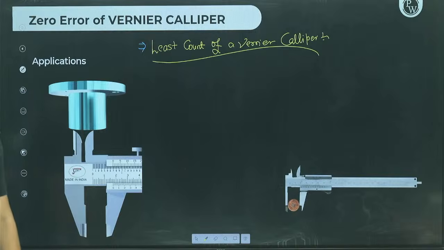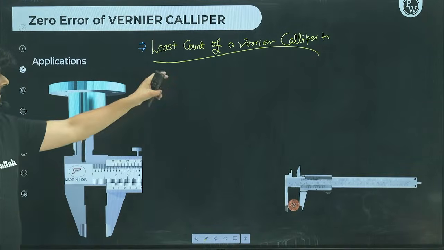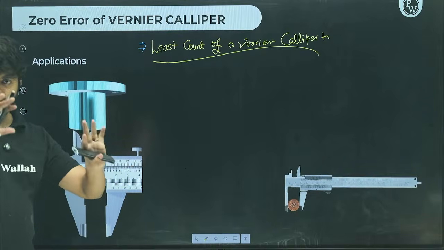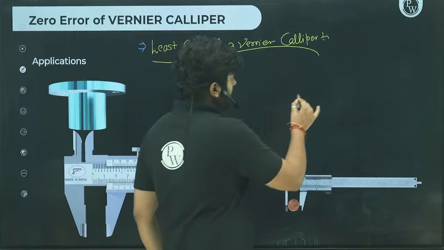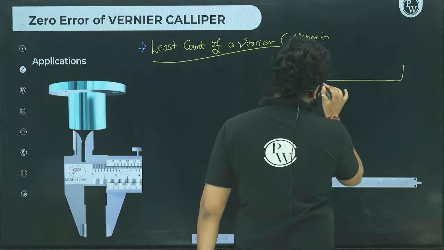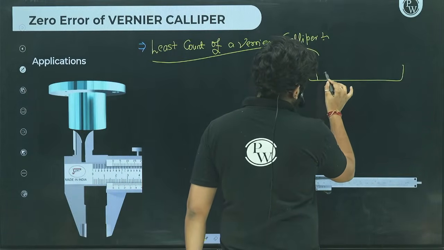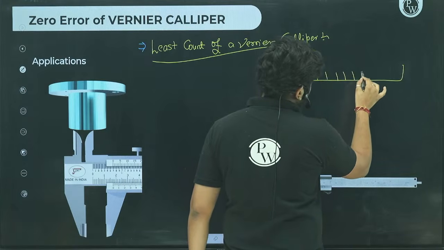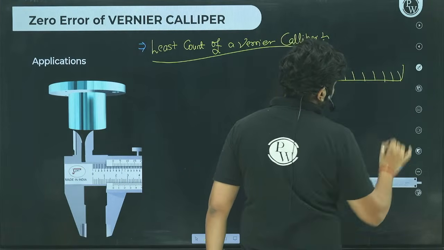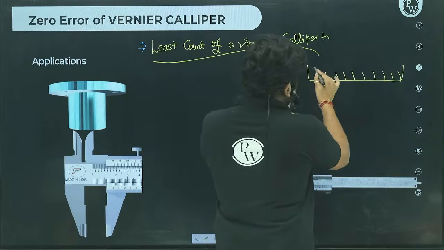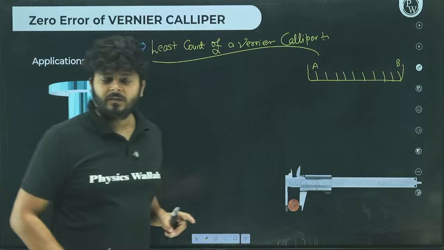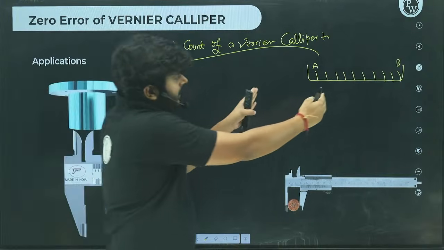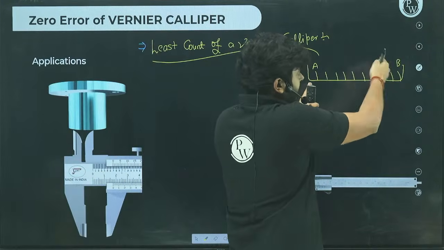right? So the least count of the Vernier scale can be calculated in this way. Let's say we have a specific situation of a Vernier caliper in which this is the main scale. Main scale has, let's say, 1, 2, 3, 4, 5, 6, 7, 8, 9, 10 markings from here, from A to B. In the main scale, from A to B, we have 10 markings, 10 gaps, right?